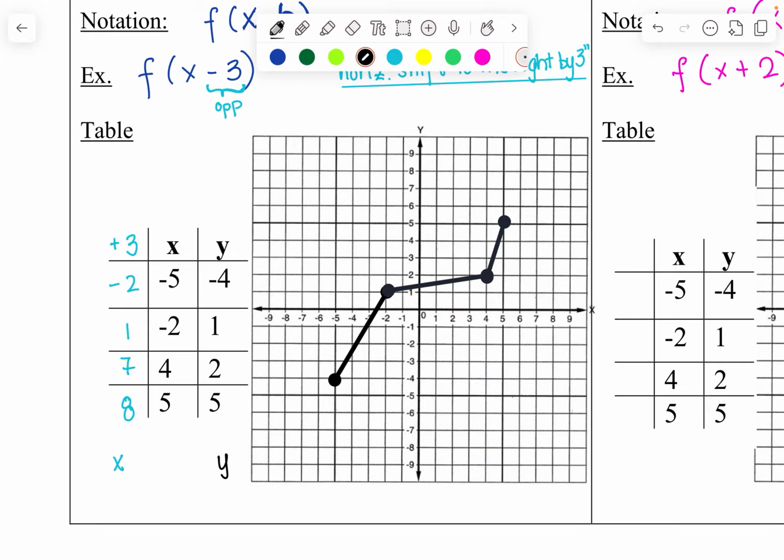When I go to plot these points, I have the following. I have (-2, -4). Notice how that is a shift to the right, 3 spaces, 1, 2, 3. And then I have (1, 1), which is right here. Again, that's a shift to the right, 3 spaces. Next, I have (7, 2). Again, shift to the right 3 spaces, and then (8, 5). And that too is a shift to the right 3 spaces. Now when I go to connect these points, this is what my transformation graph looks like.